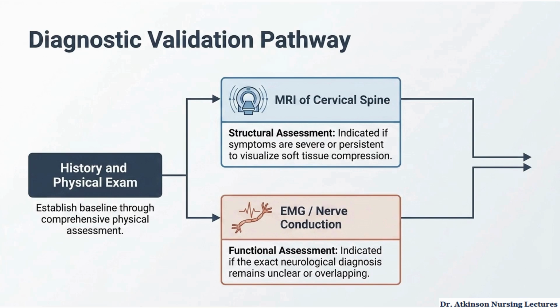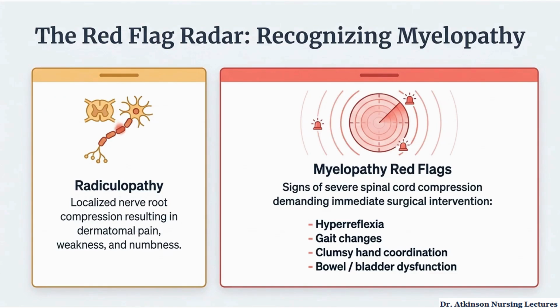MRI is the gold standard for evaluating cervical disc herniation because it clearly visualizes soft tissue and nerve compression. EMG and nerve conduction studies are useful when symptoms overlap or when the exact neurologic level remains unclear. Radiculopathy involves localized nerve root compression causing dermatomal pain, numbness, and weakness.